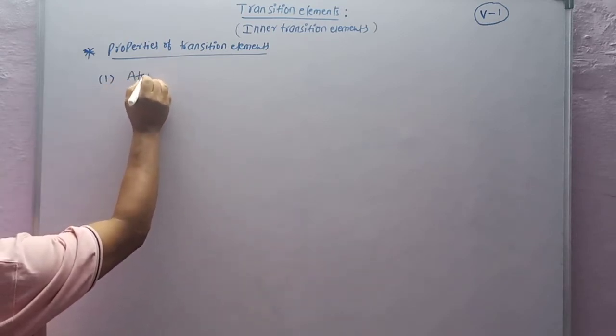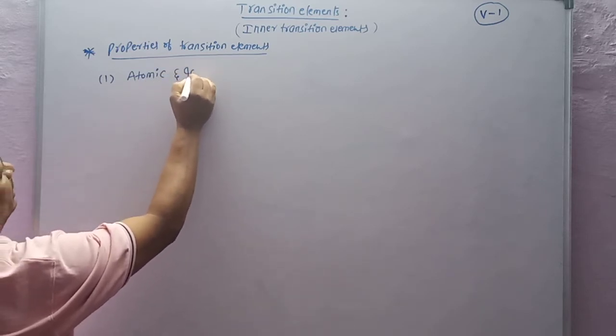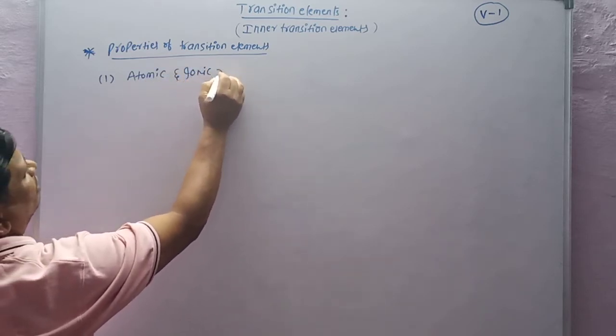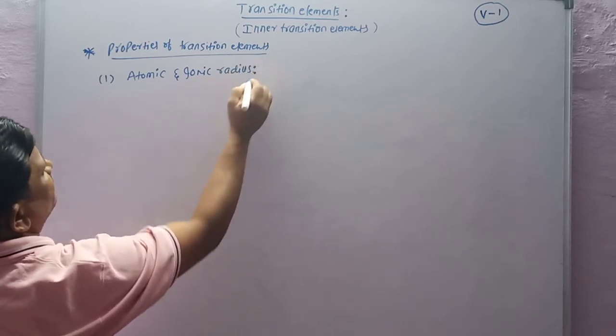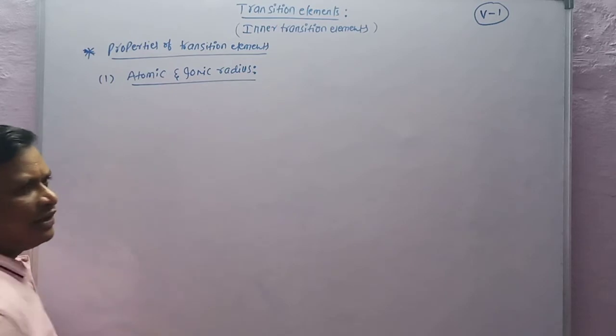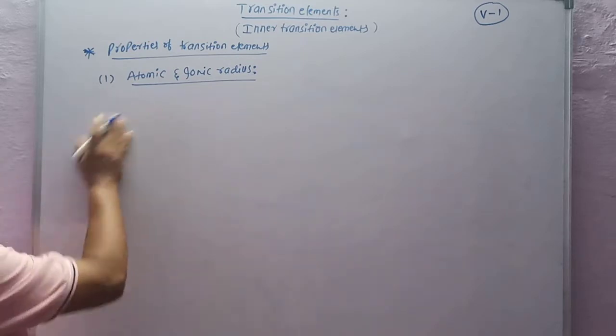What is atomic and ionic radius? Okay. So now actually transition elements or D block elements are classified into three series, you know very well. That is 3D series, 4D series, 5D series elements and 6D series.